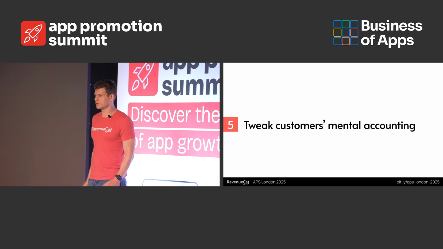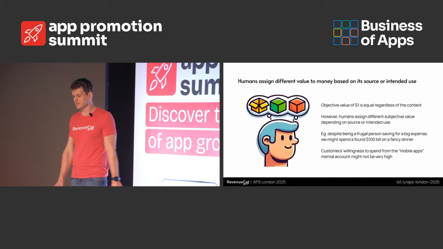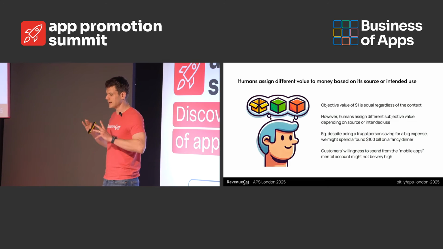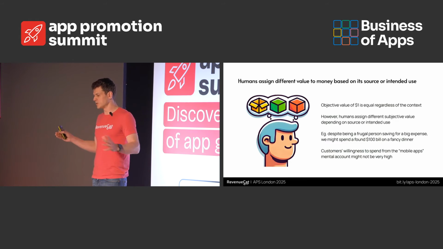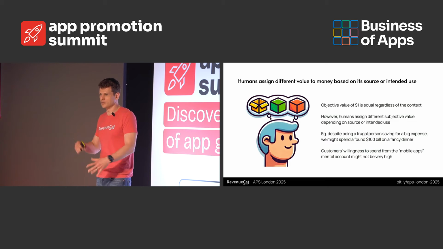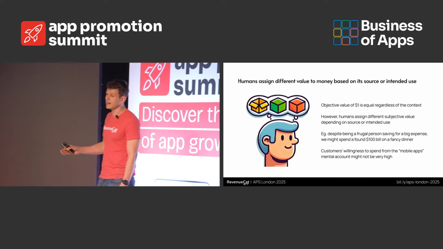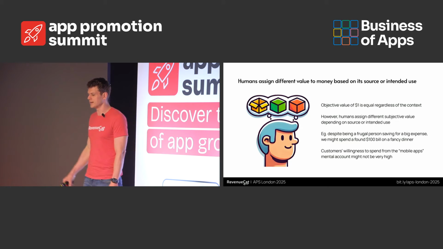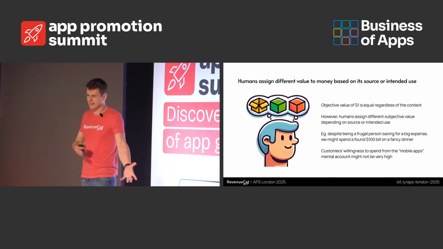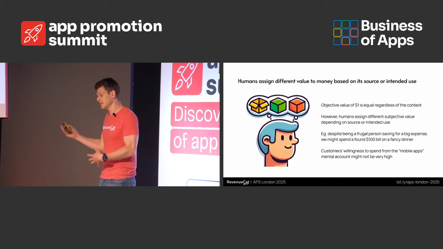So for that, let me just quickly take a pause here and explain what is mental accounting. Humans assign a different value to money based on its source or intended use. Objectively, a dollar is a dollar, a pound is a pound, a euro is a euro, regardless of the context, right? However, humans do, in fact, assign a different subjective value to that money depending on the source, where did they get that money from, or the intended use, what do they intend to spend it on.